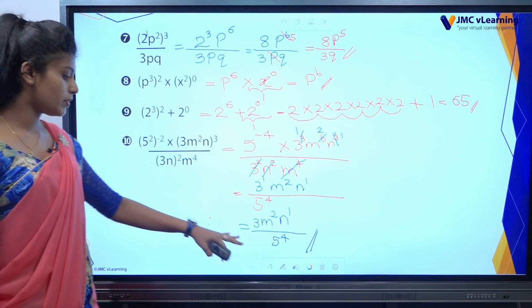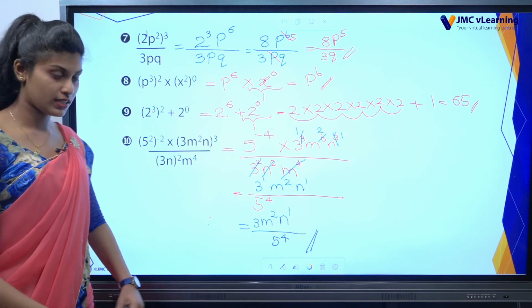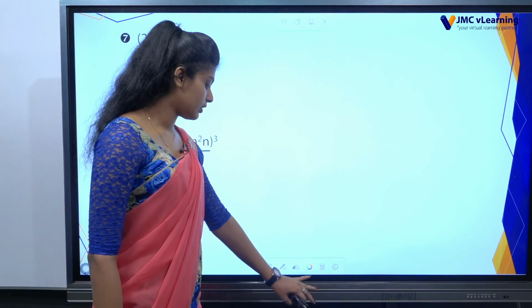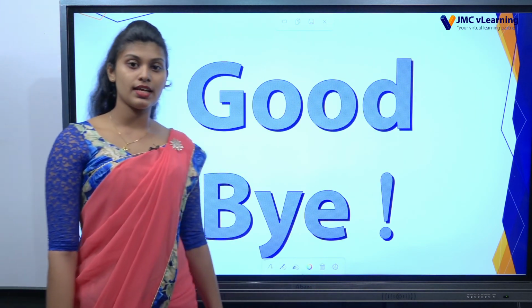Then you can simplify these each indices by expanding also. I think you got that lesson and you can understand this lesson. Do all the exercises in this lesson and we will meet in another video.